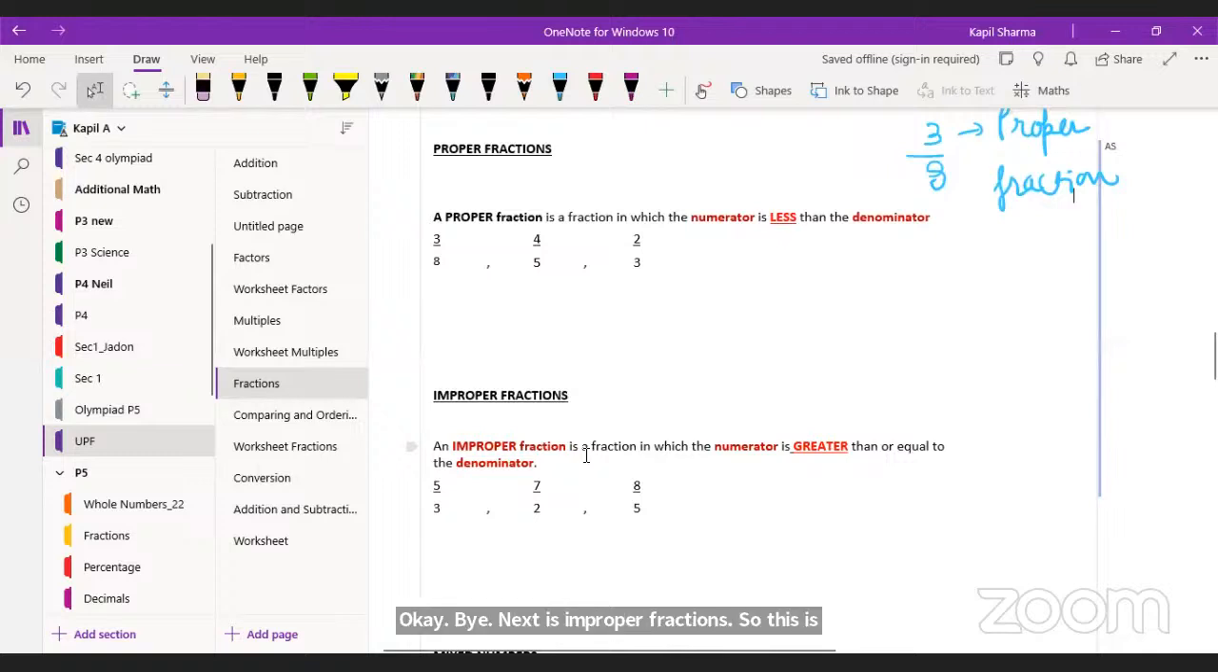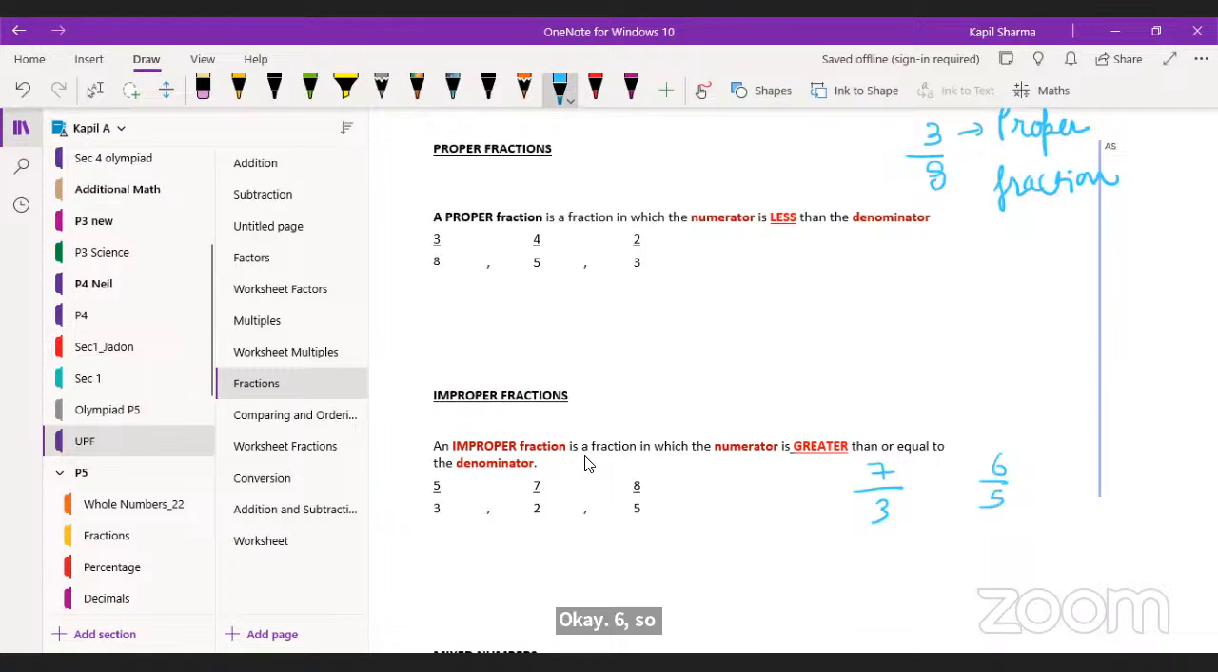Okay, fine. Next is improper fractions. So just the opposite of proper fraction. In an improper fraction, the numerator is actually greater than the denominator. For example, 7 over 3, or 6 over 5. These are improper fractions because the numerator is greater than the denominator.